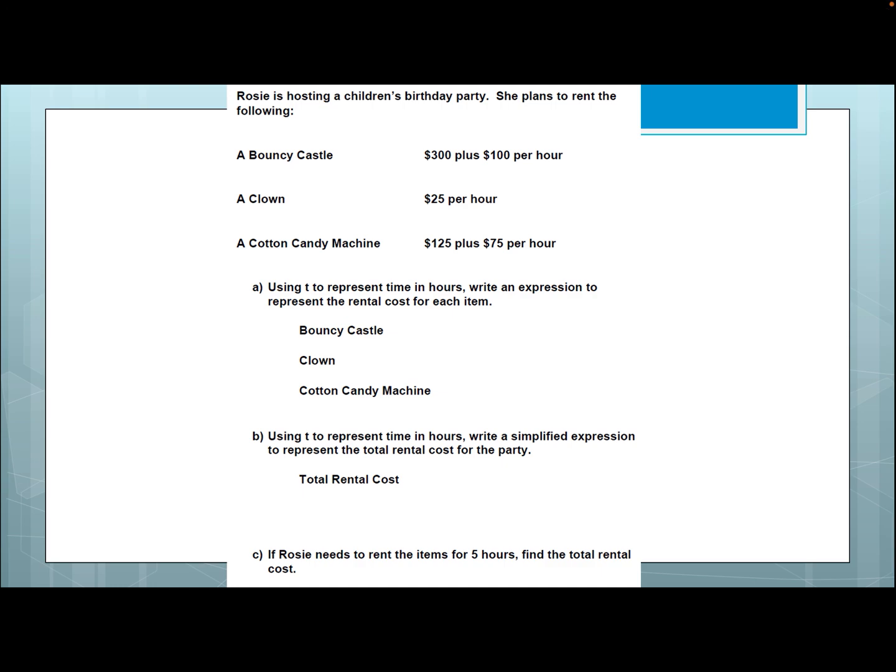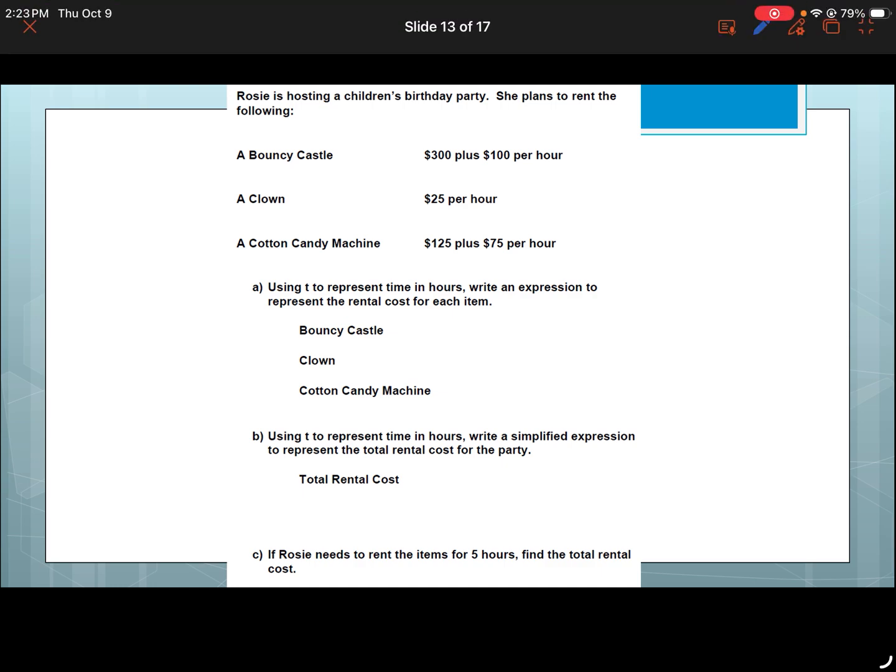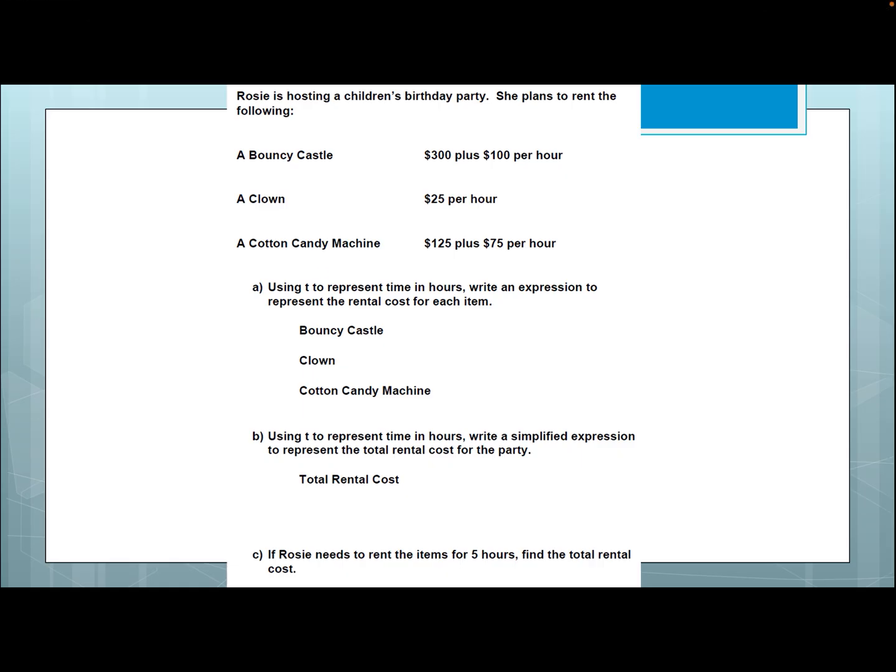I'm going to very quickly go through this page. So a bouncy castle is $300 plus $100 an hour. So they say use t to represent time in hours. So it's going to be $300 no matter what, plus 100 times how many hours? So 100t, right? 100 times 1 if it's 1 hour, 100 times 2 if it's 2 hours.